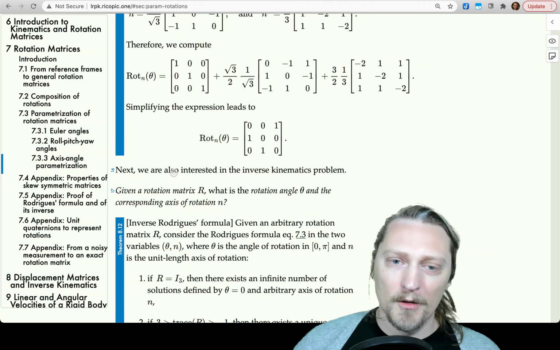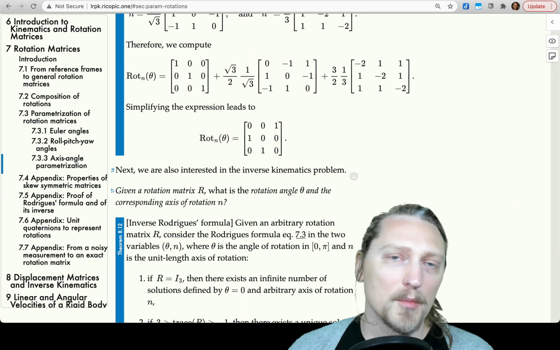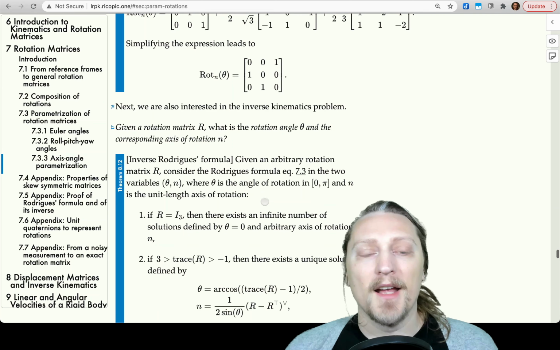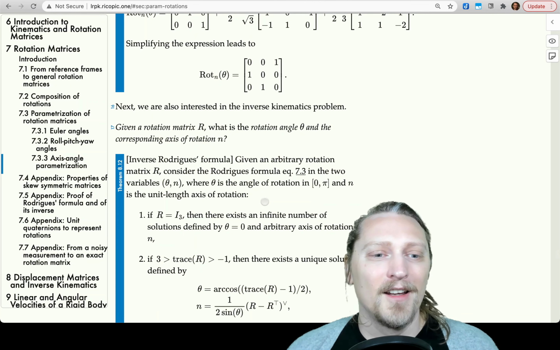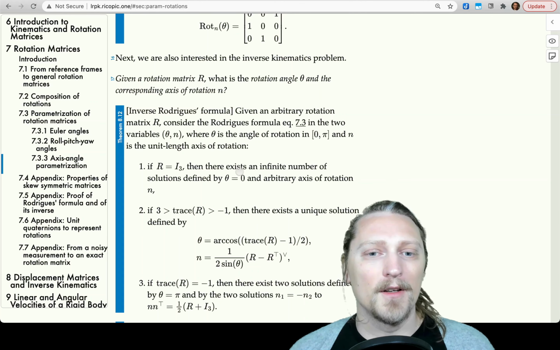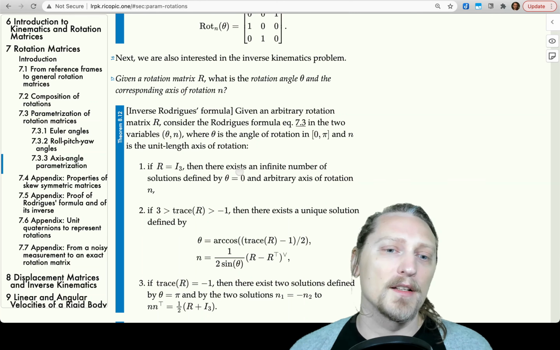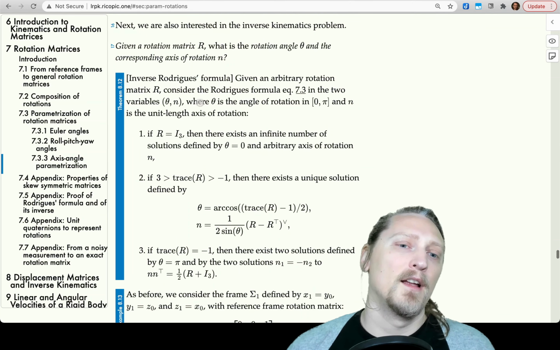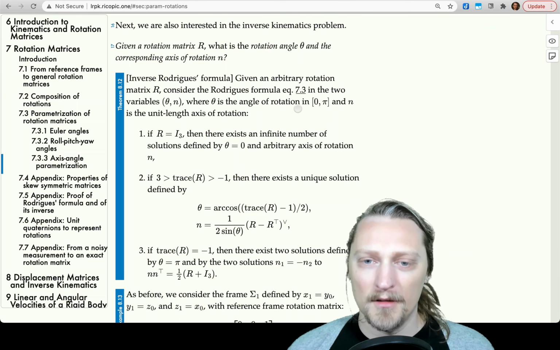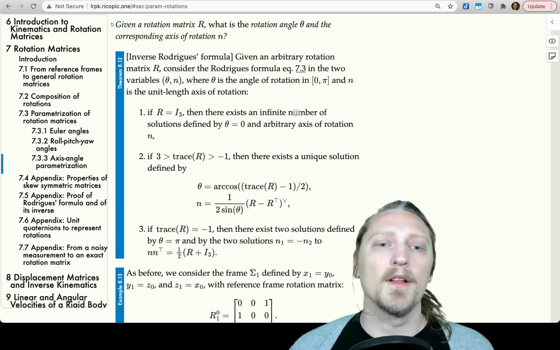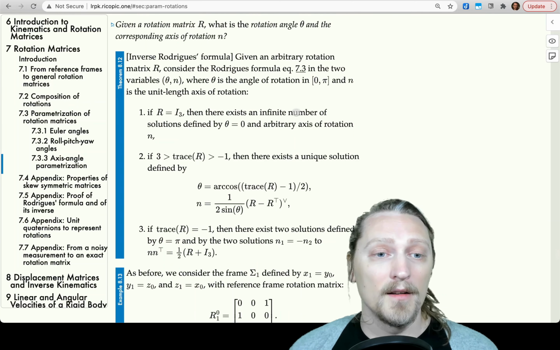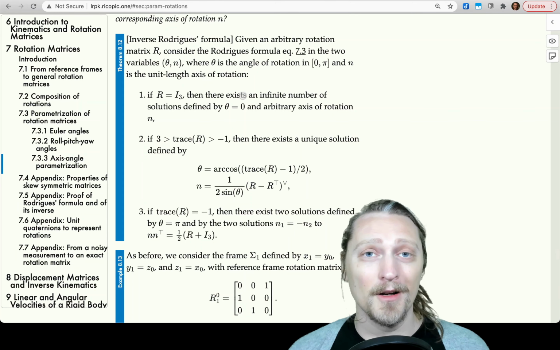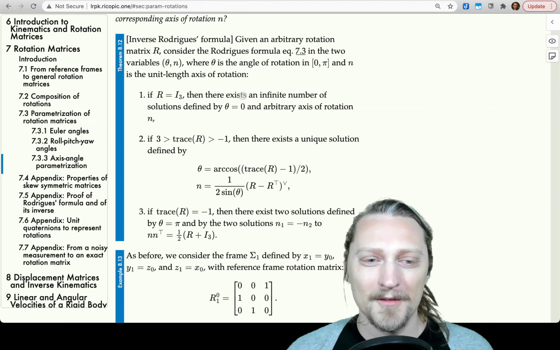Next, we are also interested in the inverse kinematics problem. Given a rotation matrix R, what is the rotation angle theta and the corresponding axis of rotation n? Inverse Rodriguez formula. Given an arbitrary rotation matrix R, consider the Rodriguez formula, equation 7.3, in the two variables theta and n, where theta is the angle of rotation in 0 to pi, and n is the unit length axis of rotation. 1. If R is the identity matrix, then there exists an infinite number of solutions defined by theta equals 0 and any old axis you like.